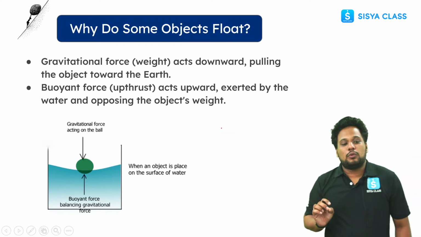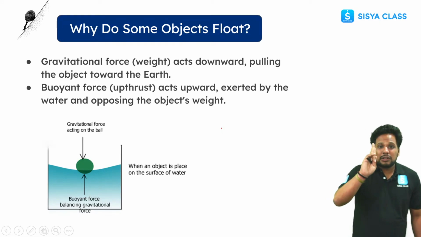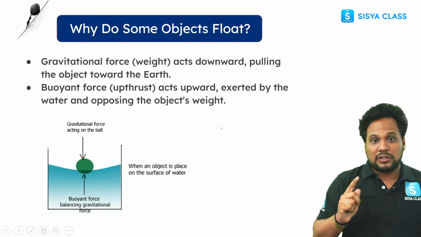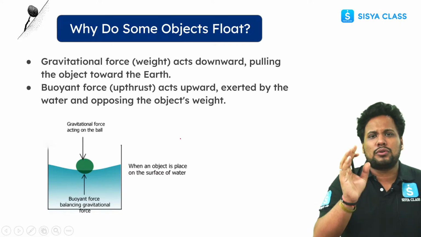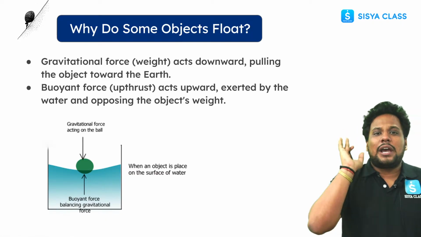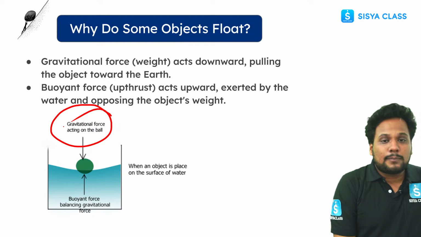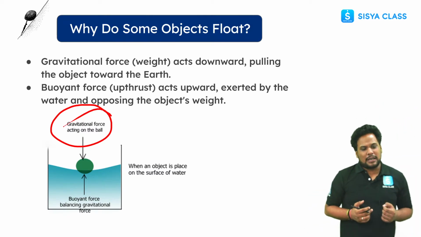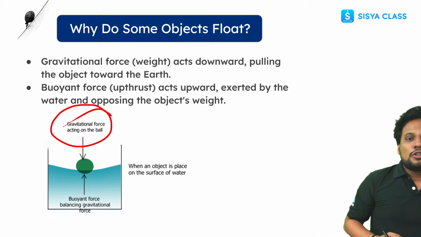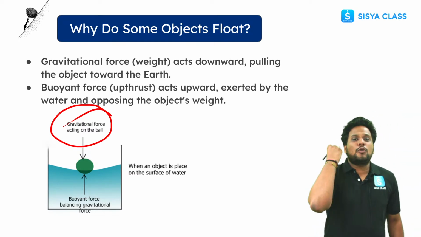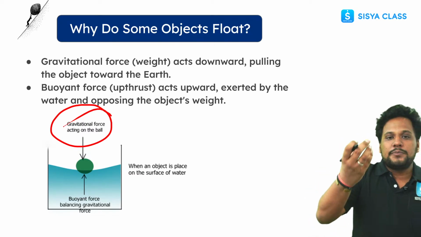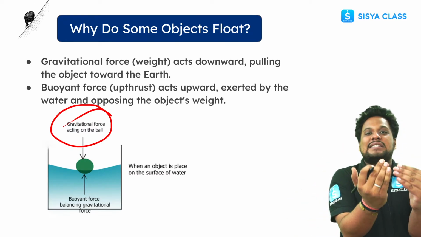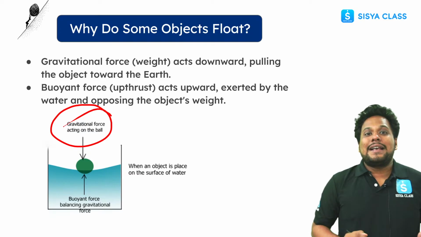So why do some objects float? First, there are two forces acting on an object when you are immersing any object in the liquid. The first force is the gravitational force, for sure gravitational force will act on it, so gravitational force will act on the ball. Second force is the buoyant force. What is this buoyant force? Buoyant force is a force that the liquid applies in the upward direction on any object. This is clear. When you put an object inside a liquid, the upward force which the liquid exerts on any object is what we call buoyant force.